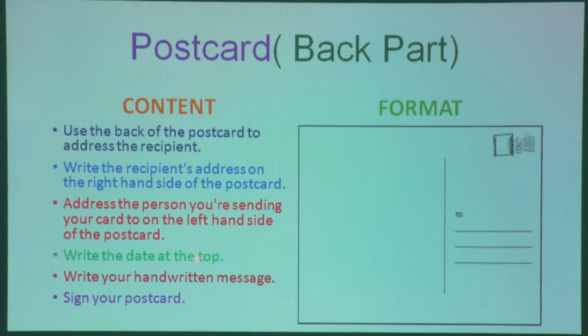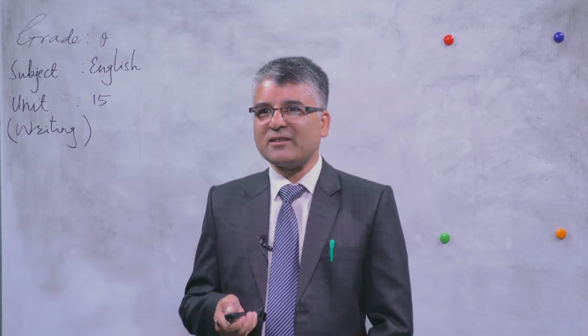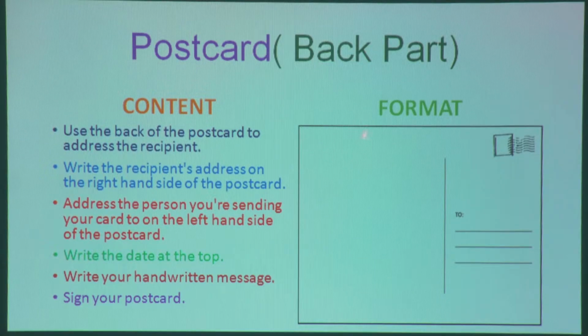So write the date at the top. Where do you write? Top means which side? This side, or here, or here? Oh yes, you are right, because you are tangible enough. You have already seen the date is written this side. That means this part, the left hand side top corner, right? So write your handwritten message in this part, as you have already seen. The main message is written in this part, and at last you sign your postcard. Is this clear, students? Yes, nice.